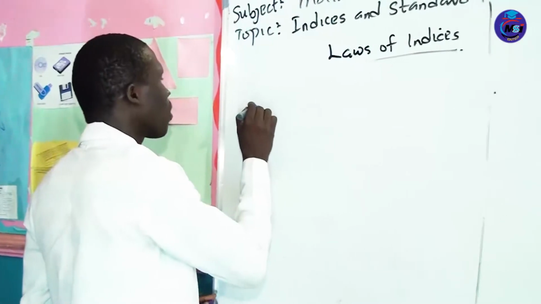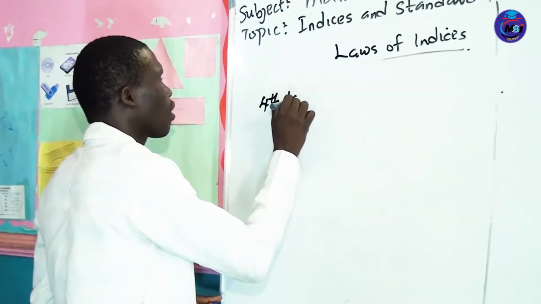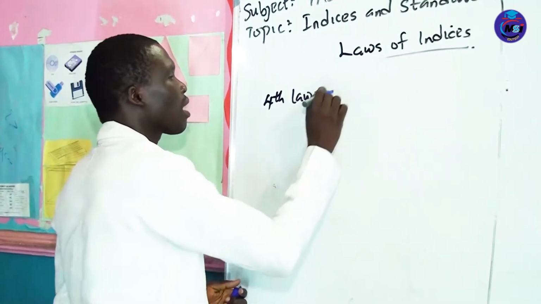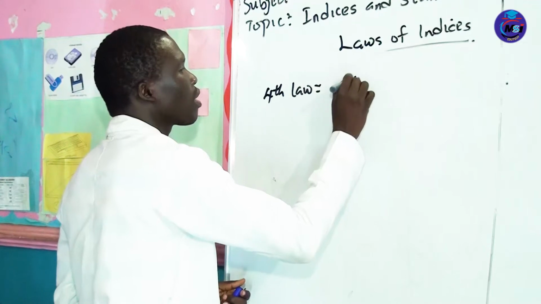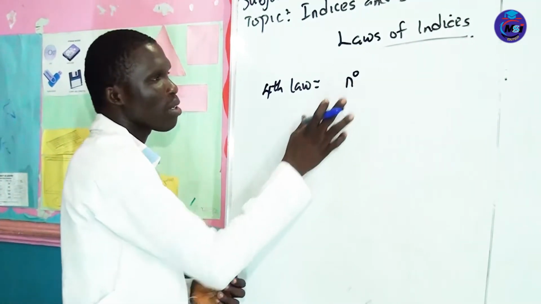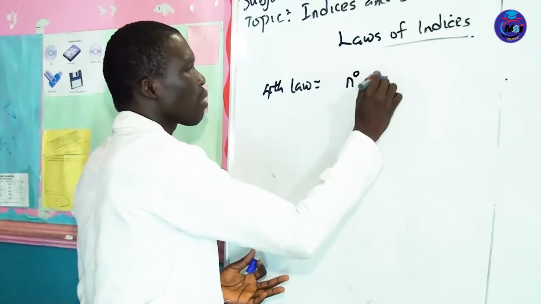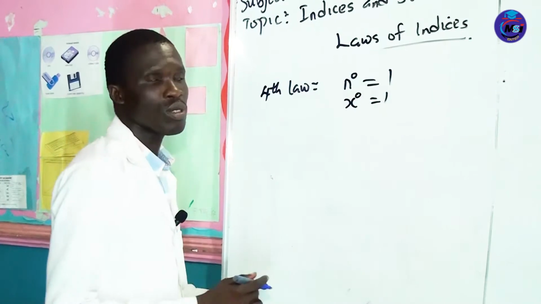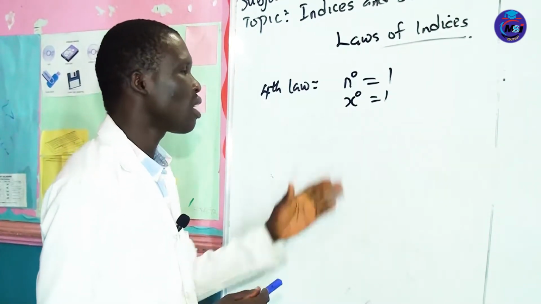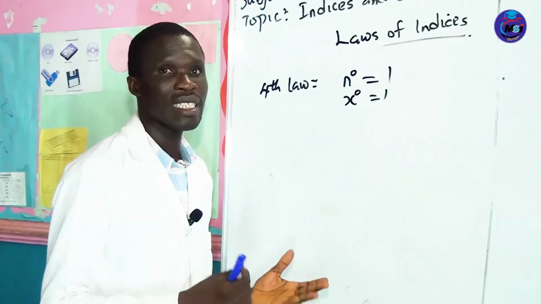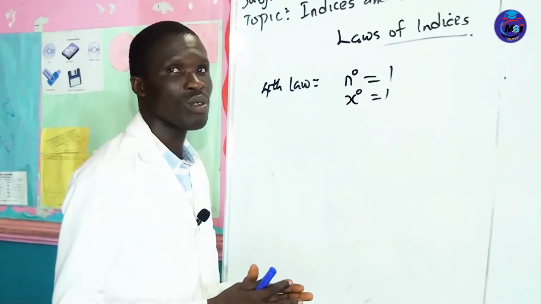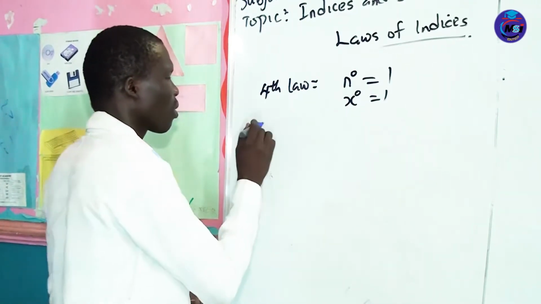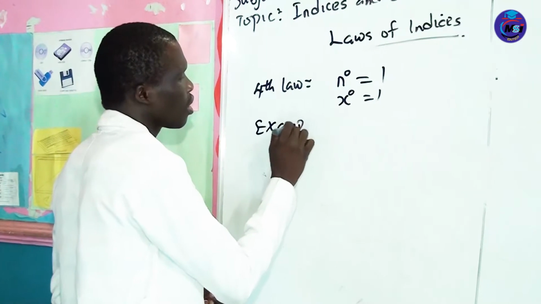Okay, the fourth law, sometimes we have something like n raised to power 0. Okay, this is talking about zero law. N raised to power 0 equals to 1. X raised to power 0 equals to 1. So this is telling you that any number or any letters you have the power of 0, it will be equals to 1. Let me give you an example. Okay, how to apply this.